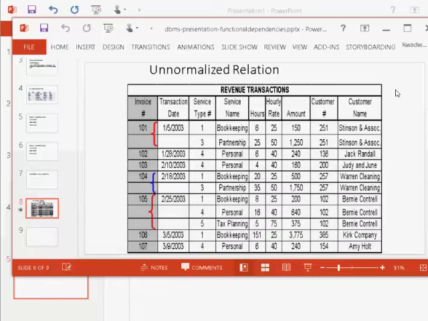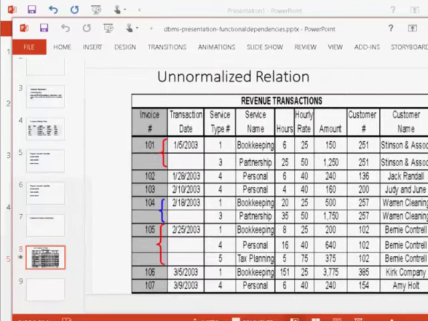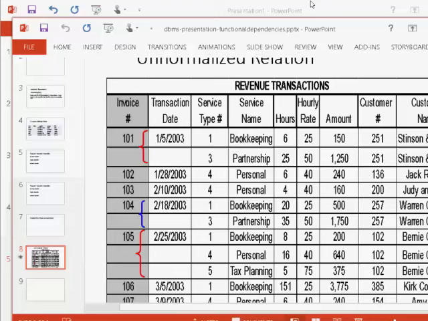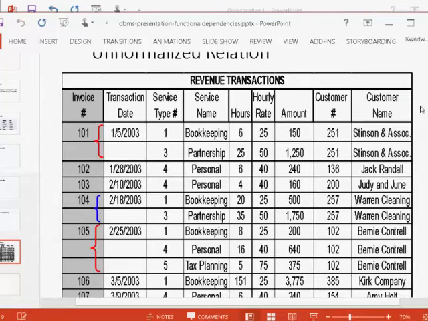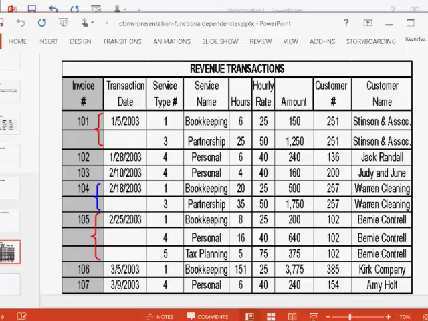So I have some data here. Sorry, can it get a little bit bigger? Bigger. And what we'd like to do is to normalize this information. So there are many forms of normalization.